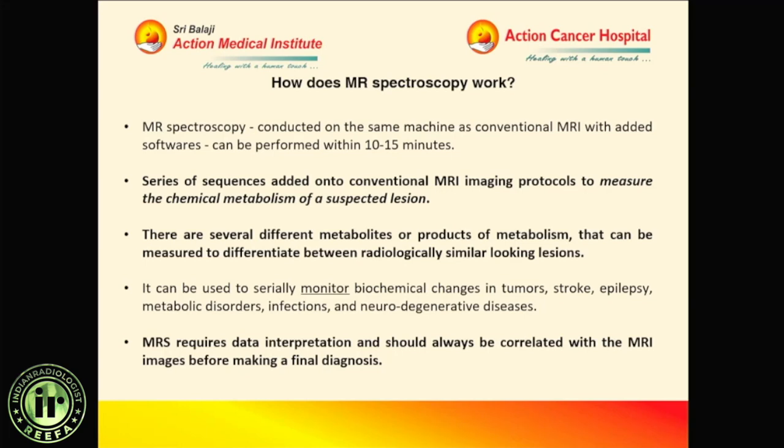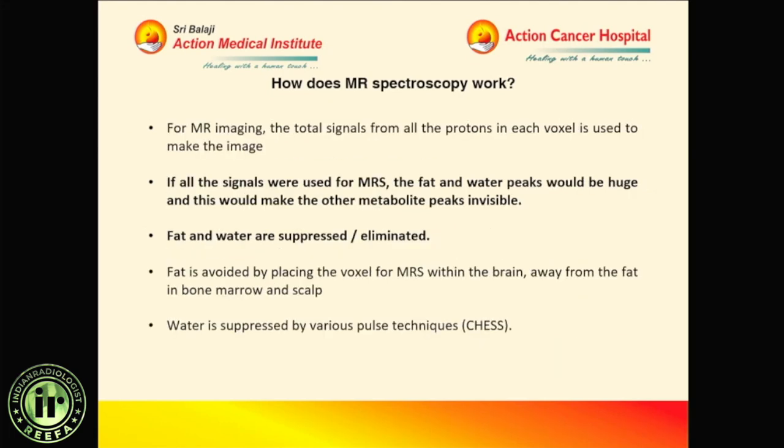So MR spectroscopy is conducted on the same machine as a conventional MRI with added software, and it can be performed within 10 to 15 minutes. Now a series of sequences are added onto the conventional MRI to measure the chemical metabolism of a suspected lesion. Now there are several different metabolites or products of metabolism that can be measured to differentiate between radiologically similar looking lesions. Now MRS requires data interpretation and should always be correlated with the MRI images before making the final diagnosis.